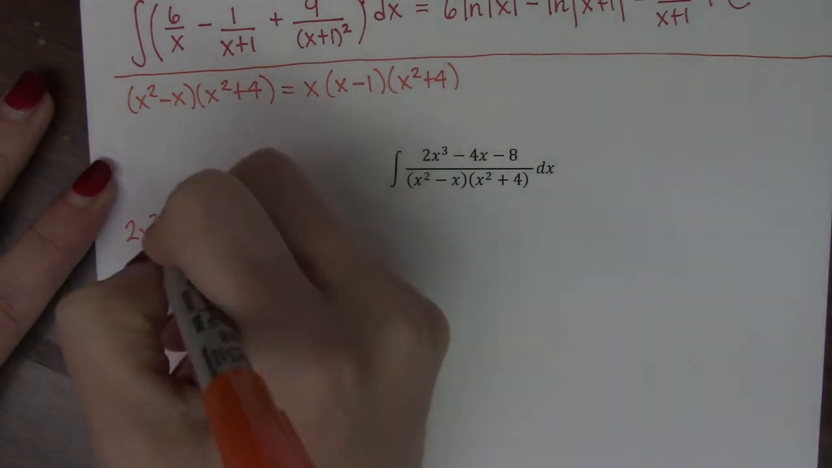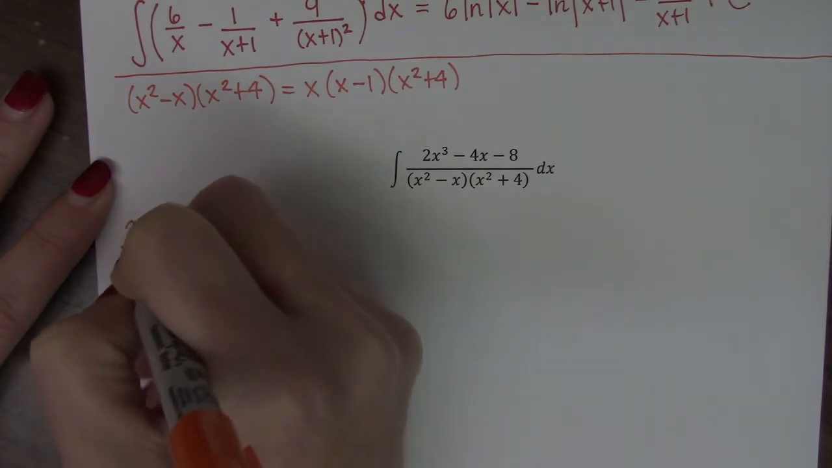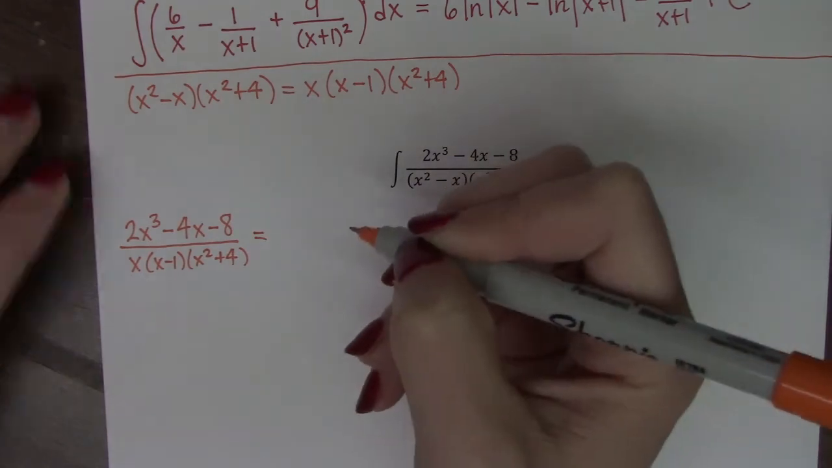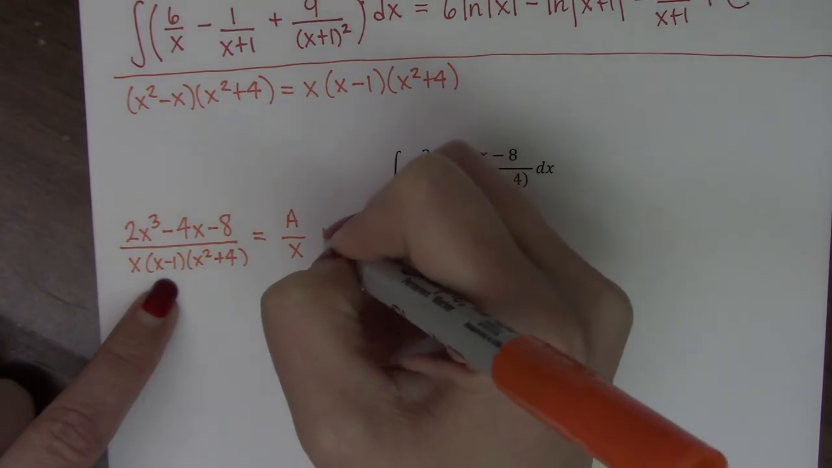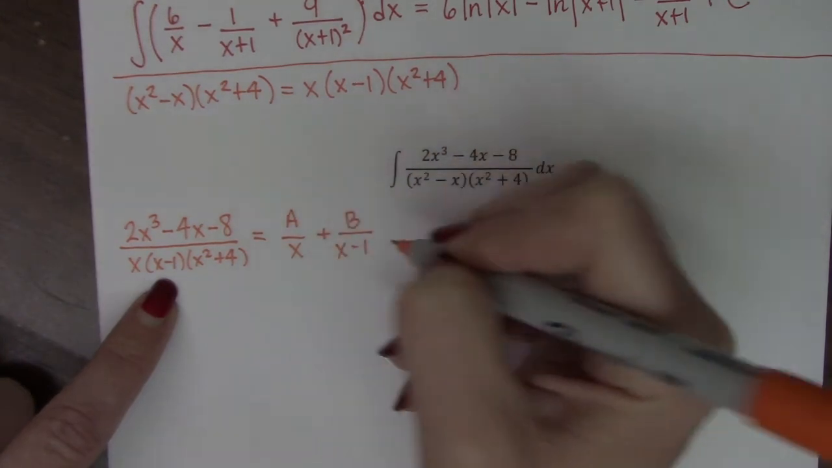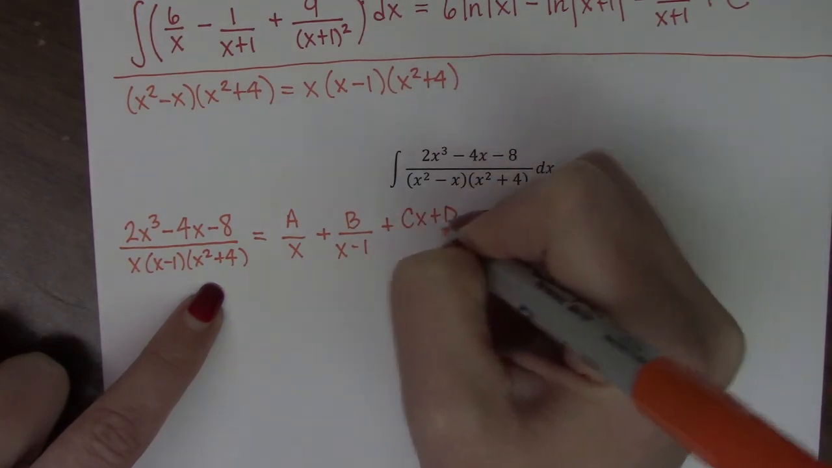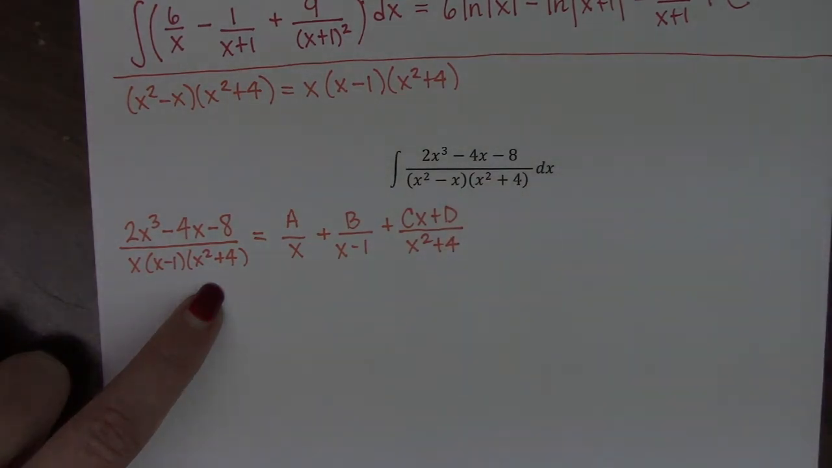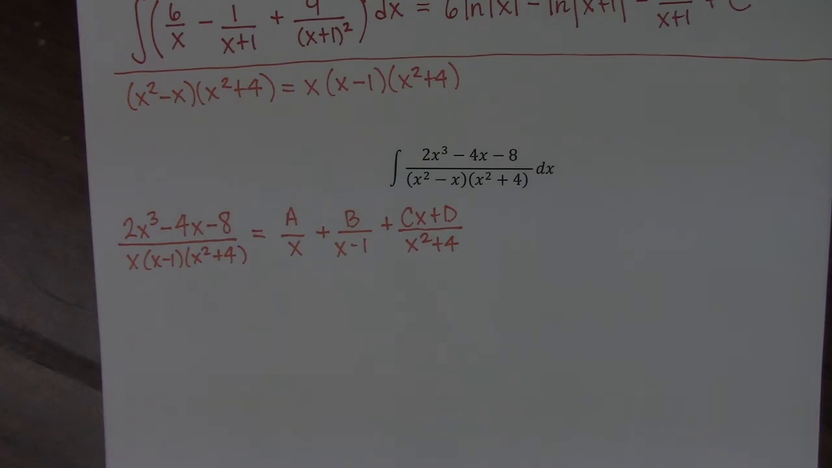we're going to get that (2x cubed minus 4x minus 8) over x times (x minus 1) times (x squared plus 4). Well, this is a linear term, so we'll have a over x. This is a linear term, so we'll have b over (x minus 1). But this is a quadratic, so we put a line on top of a quadratic. So now I have 4 variables to solve for, right? But just like before, I can use the fact that these are linear terms to get some really convenient values of x to help cut down on the algebra.